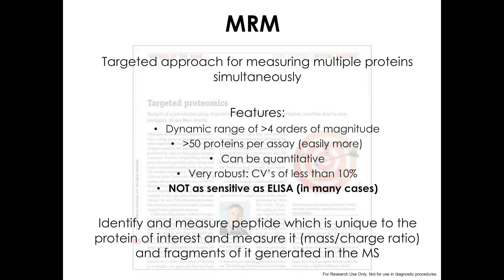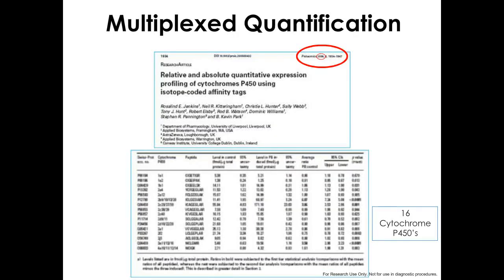So just to reiterate, the method requires that we identify and measure a peptide that's unique to the protein of interest, and we measure that peptide, its mass to charge ratio, and fragments of it that are generated in the mass spectrometer, in this case a triple quad mass spectrometer, a very robust mass spectrometer.